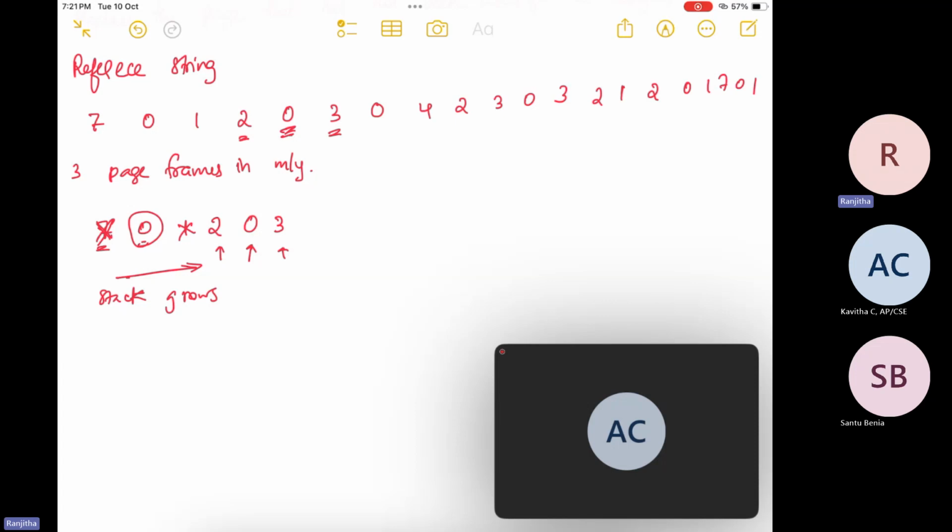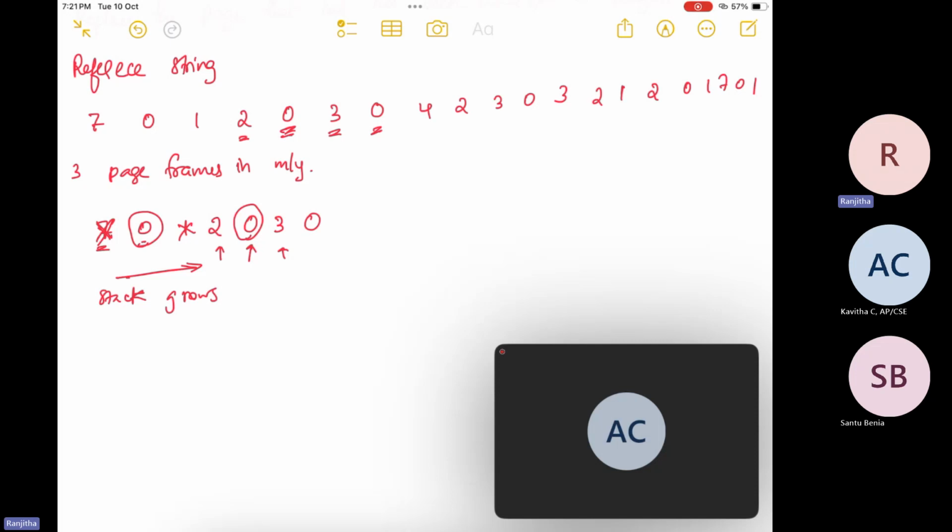Now again, 0 is accessed. 0 is already available, but it's being accessed again, so just circle it and bring it to the front again. It's a technique that I use to keep track of the stack, so that I can know which one to replace and which one to not. The box method sometimes confuses, so I go for this approach.